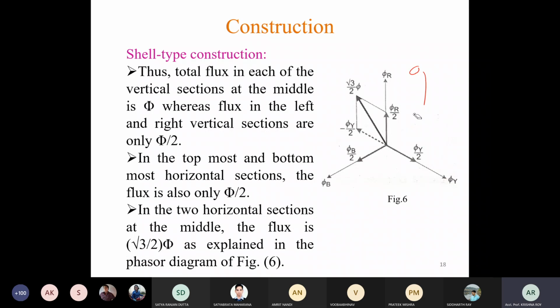So this is the phasor diagram. This line is phi r, this line is phi y, and this line is phi b. Here we have to take phi r by 2 and the opposite of phi y by 2, because the first section is carrying phi r in one direction and phi y in the other direction. So you have to draw the negative of phi y by 2, and then find the resultant of this phi r by 2 and negative of phi y by 2, which will give you root 3 by 2 times the total flux. Is it clear?